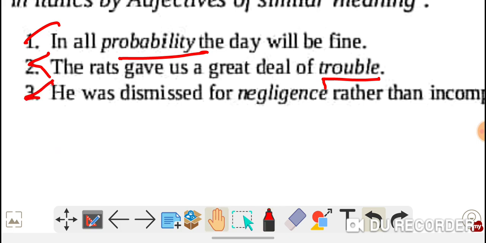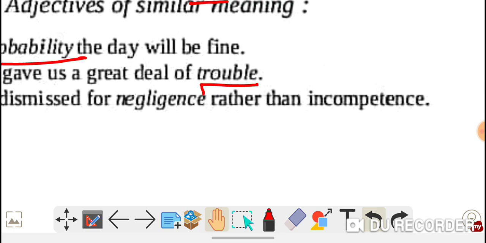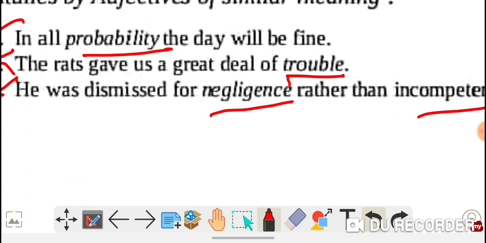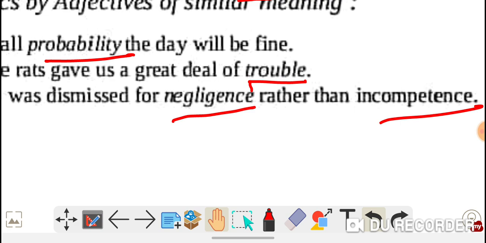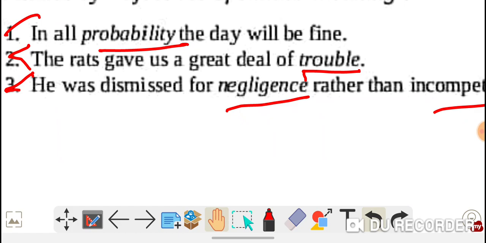Number 3, he was dismissed for negligence rather than incompetence. Two words, incompetence and negligence. So what is the adjective form of negligence? Negligent. Okay, negligent is the adjective form, and incompetence is incompetent. So the answer is, please write it down. He was dismissed for being negligent rather than for being incompetent. I am repeating again. He was dismissed for being negligent rather than for being incompetent.